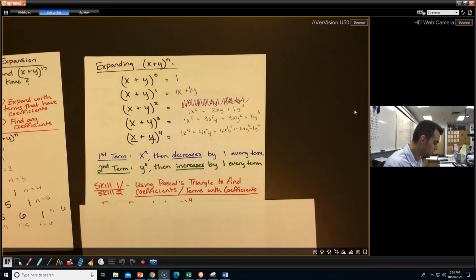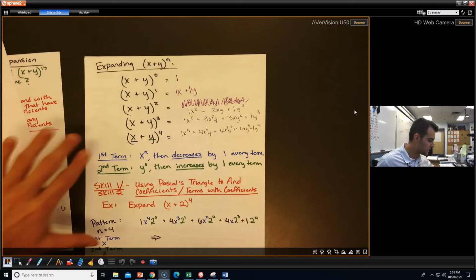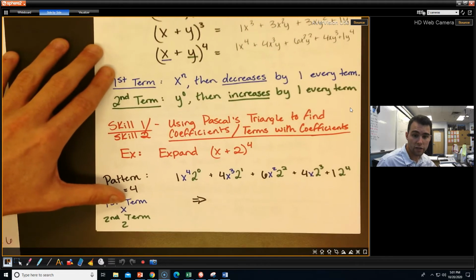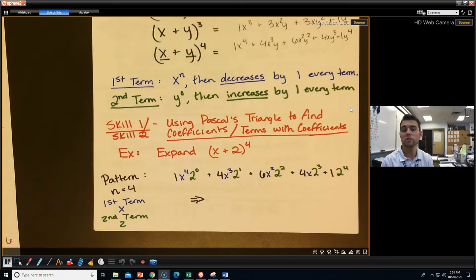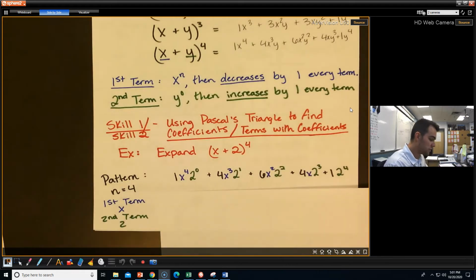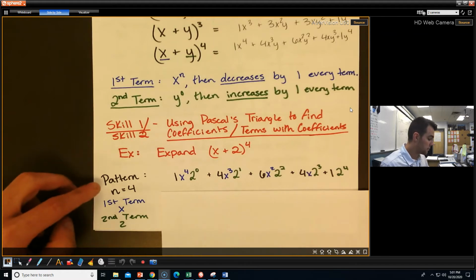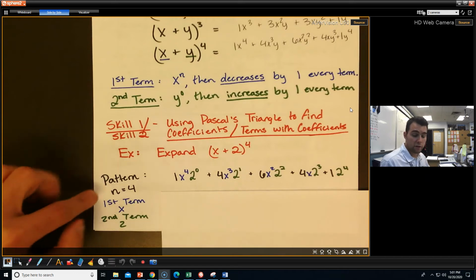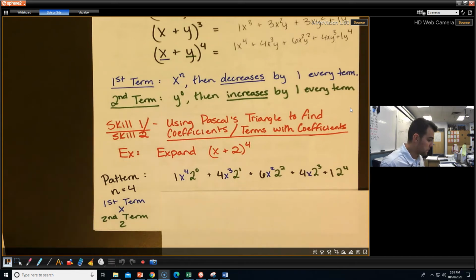So for skill 1 now, I would like us to use Pascal's triangle to find coefficients and terms with coefficients, okay? So let's check this guy out. Let's see this example right here. I'm going to start writing out my pattern. My pattern is n equals 4, right? That's the power I'm going to. My first term is x, my second term is 2.